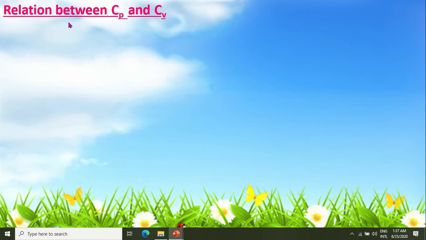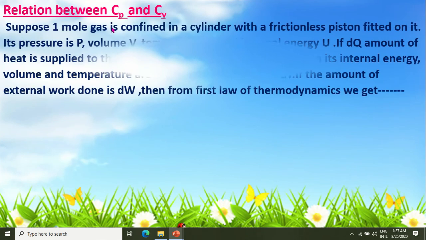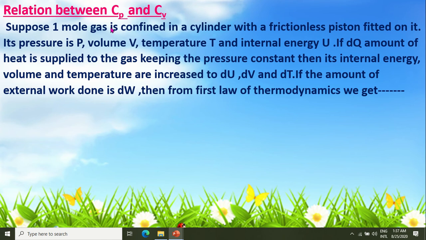Now we will derive a relationship between Cp and Cv. Dear students, any kind of derivation will not come into the exam, but derivation is very much necessary to understand physics by heart. That's why I request you to write down this derivation in your copy. You will practice this derivation, then it will be easier for you.